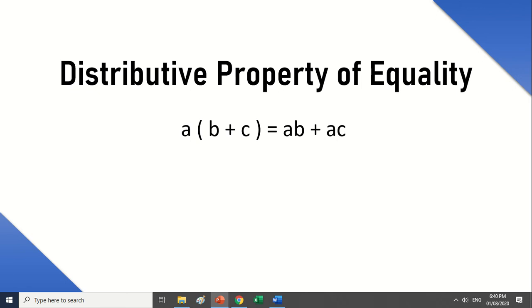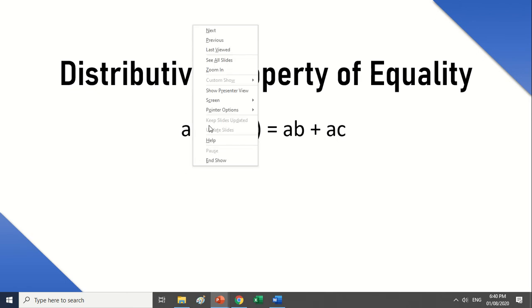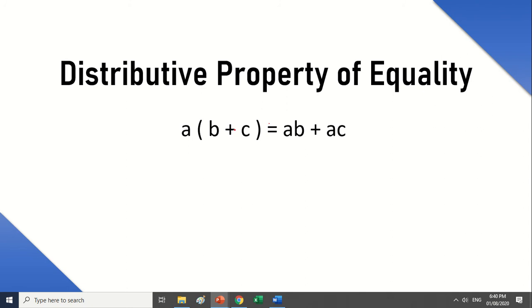So here, I will teach you first what is distributive property of equality. As you can see, A, then quantity B plus C. So what is the meaning of distributive property? On the other side, you can see that A is with B and A is with C. So here, we just distribute A, or multiply A to B and to C, so that we come up with an answer of AB plus AC.